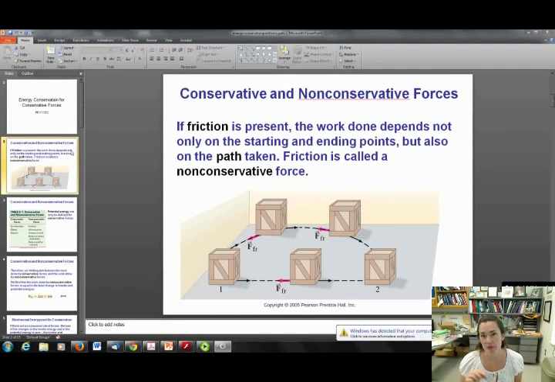If it goes in a longer path, then that gives friction more distance over which to act, and that'll suck more energy out of the system and transfer that energy into something like heat or sound. So that force doesn't conserve or keep energy within the system.